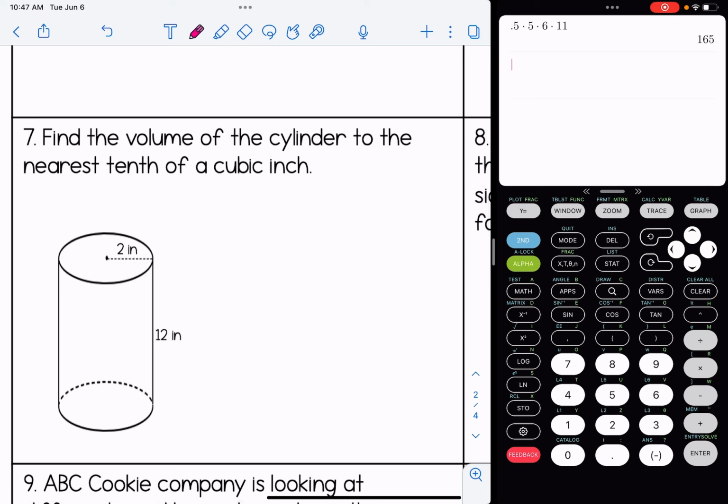Number 7, back to cylinders here. We're going to use our shortcut formula, pi r squared h. We are clearly given the radius and we're clearly given the height. And we're asked to round here. So rounding means pi is going in our calculator. Always hit the actual pi button. Don't do 3.14.